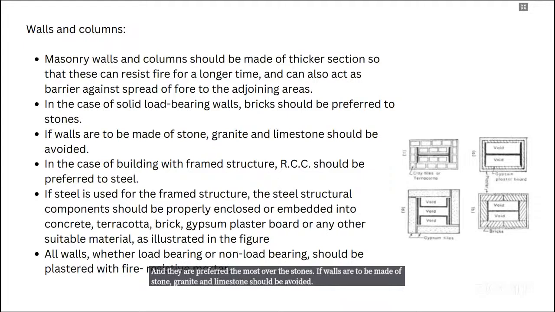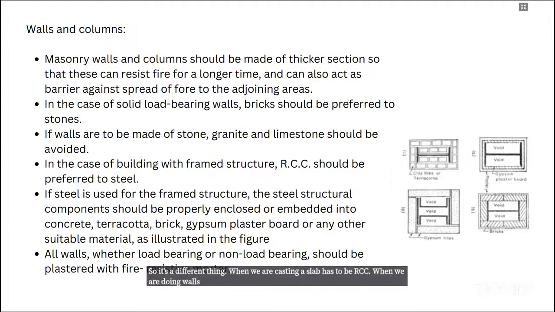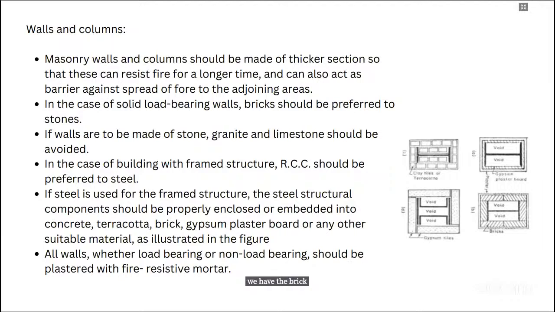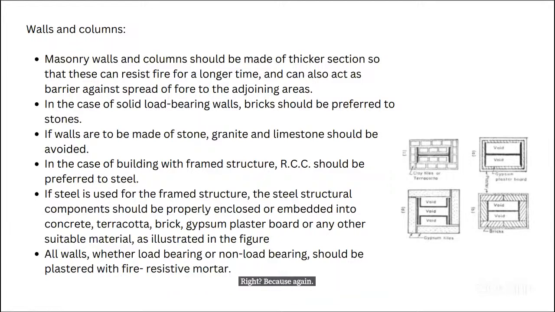So it's a different thing. When we are casting a slab, it has to be RCC. When we are doing walls, we have brick as a material which can protect them from getting destroyed or dilapidated. In the case of buildings with frame structures, RCC should be preferred to steel, right? Because, as we have studied earlier, RCC is a more fire resistive material in terms of its performance analysis of fire safety, right?